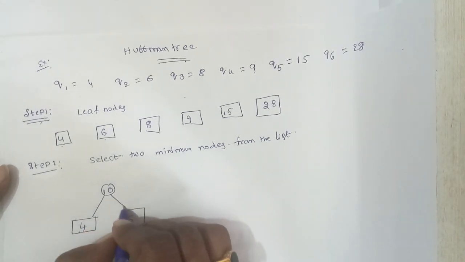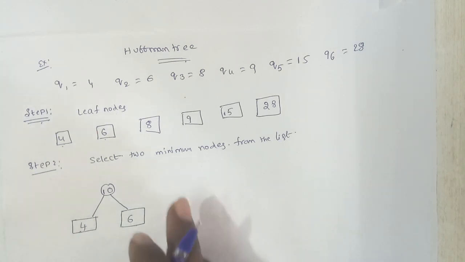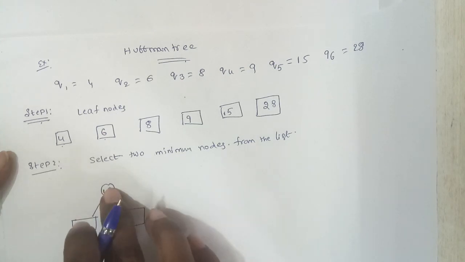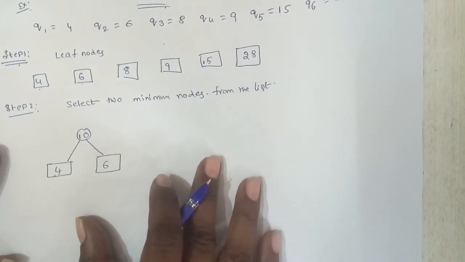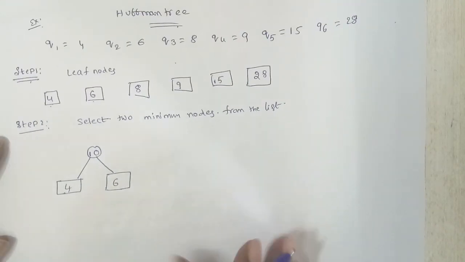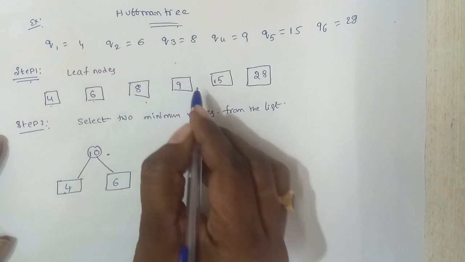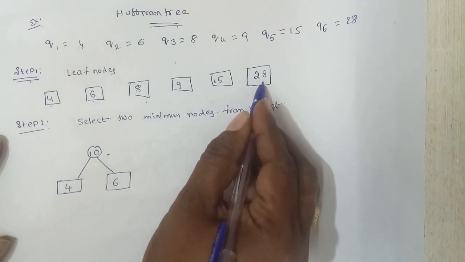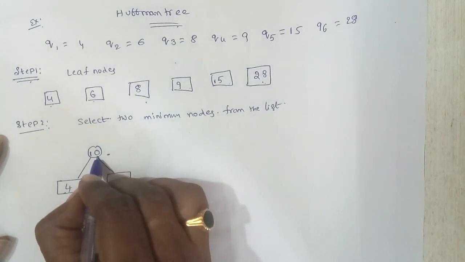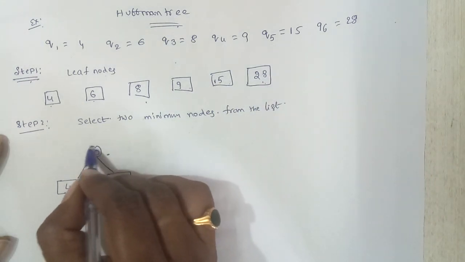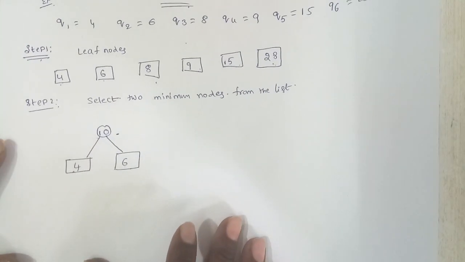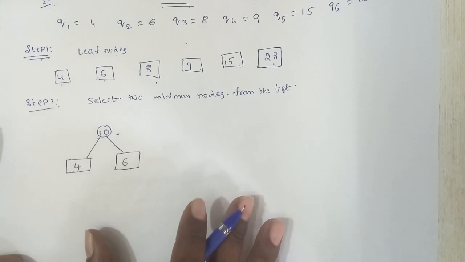Now perform the merge operation. By merging 4 and 6, how many records? It contains a total of 10 records. Now this is the internal node. Now observe the point: we have 10, 8, 9, 15, 28. That means how many values do we have? 1, 2, 3, 4 and 5. That is, each and every time you have to consider the merged value also.